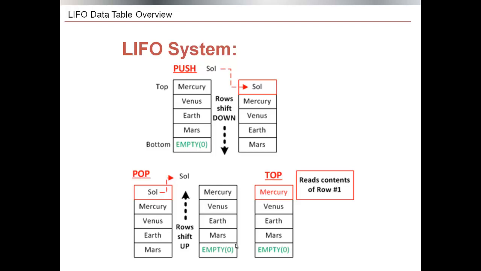Next is the LIFO system. The LIFO system stands for last in, first out, where new information is written to the front of the data table using the push function. All of the rows then are shifted down by 1.